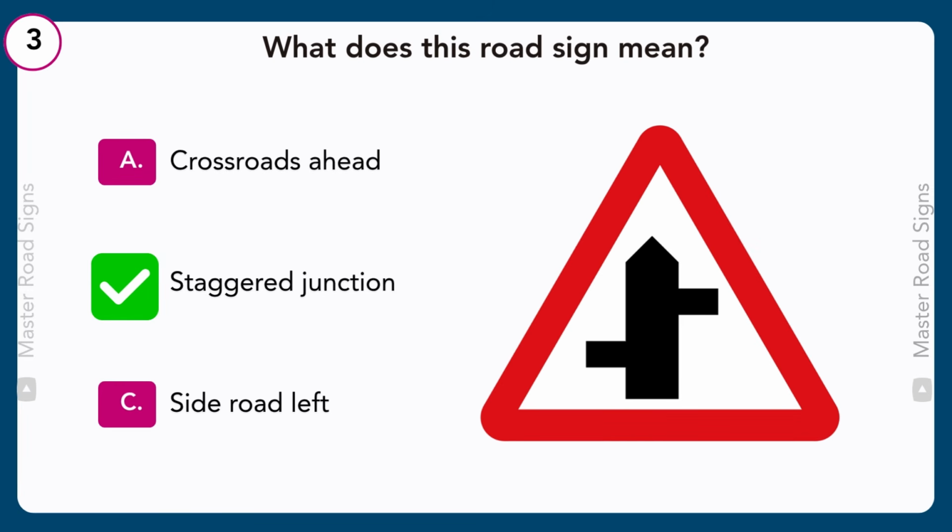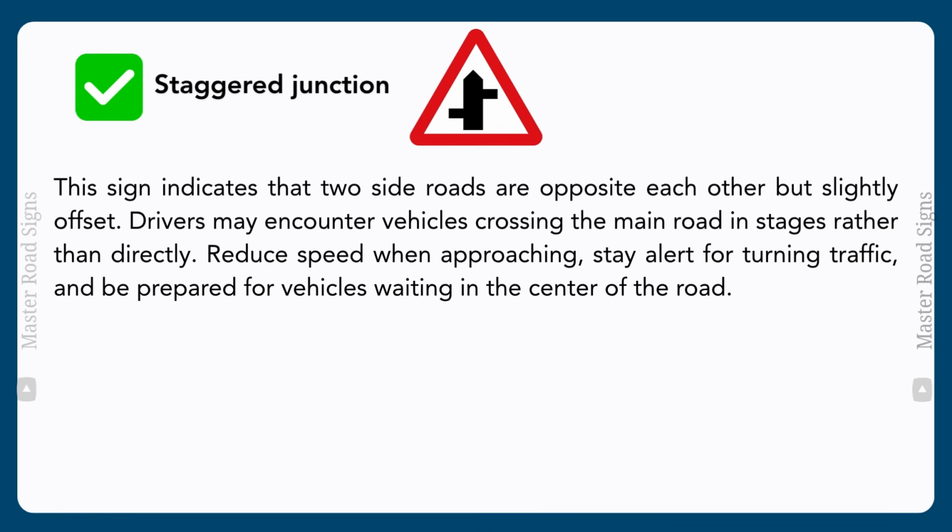Option B is correct, staggered junction. This sign indicates that two side roads are opposite each other but slightly offset. Drivers may encounter vehicles crossing the main road in stages rather than directly. Reduce speed when approaching, stay alert for turning traffic, and be prepared for vehicles waiting in the centre of the road.